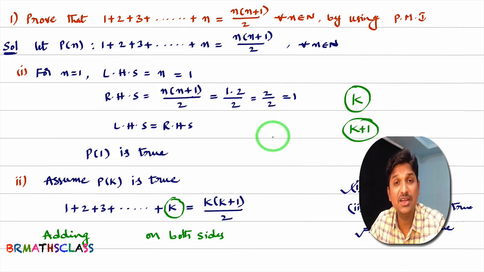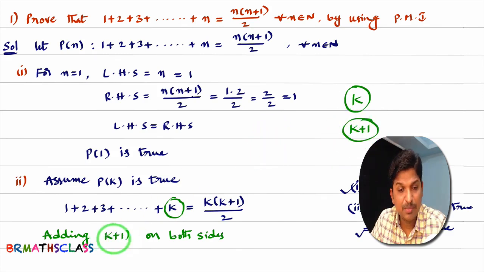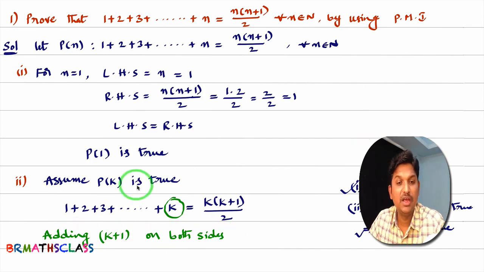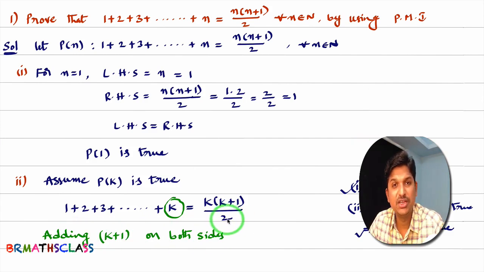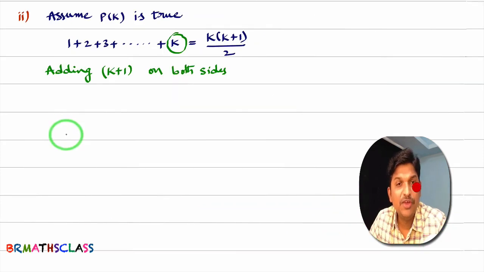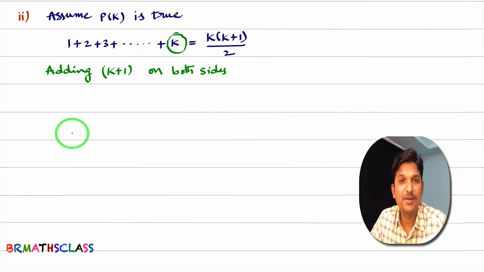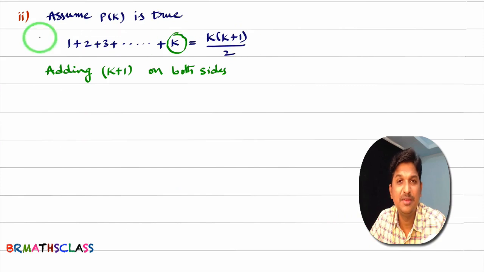So you add that term on both sides. Adding k plus 1 on both sides. Actually, what is your intention? Your intention is, by assuming P of k is true, you are trying to prove that P of k plus 1 is true. Okay. You see, what is this statement? This statement is P of k. What is P of k plus 1?